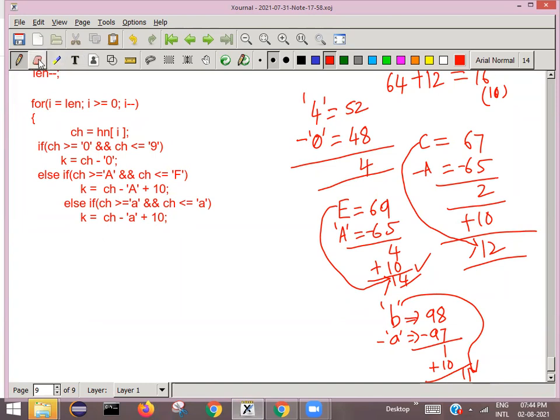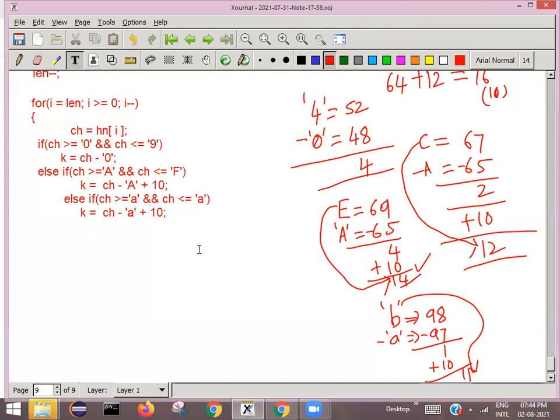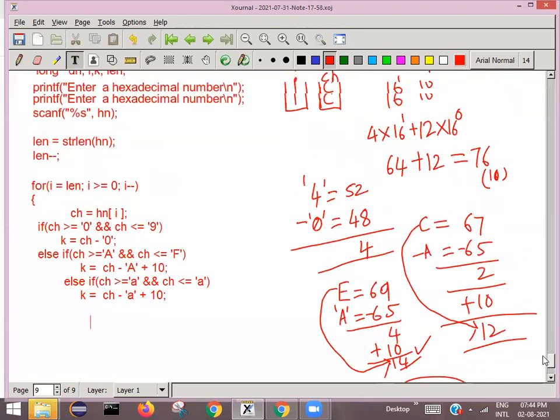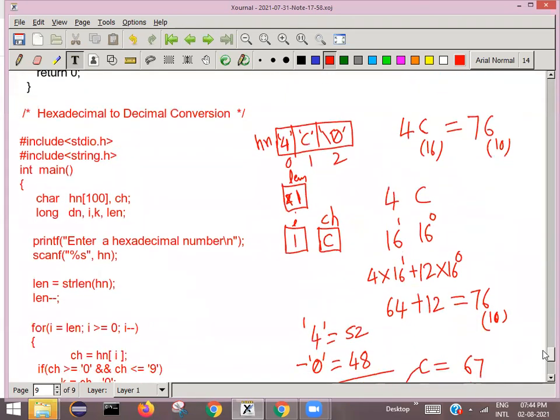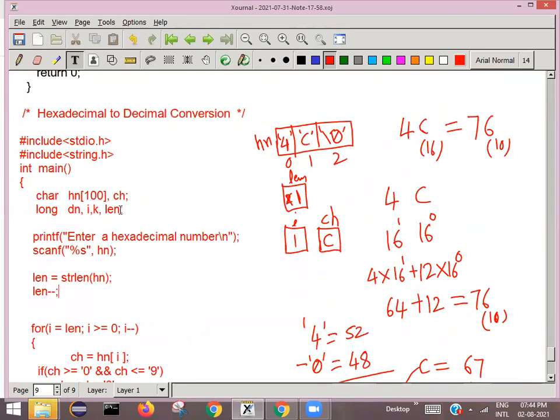Once I get the number, what do I need to do? Assume that I got 12 in the variable k. I have to multiply this with 16 power 0. For that, as I told you, we can use a variable called multiplier. So multiplier is equal to 1.